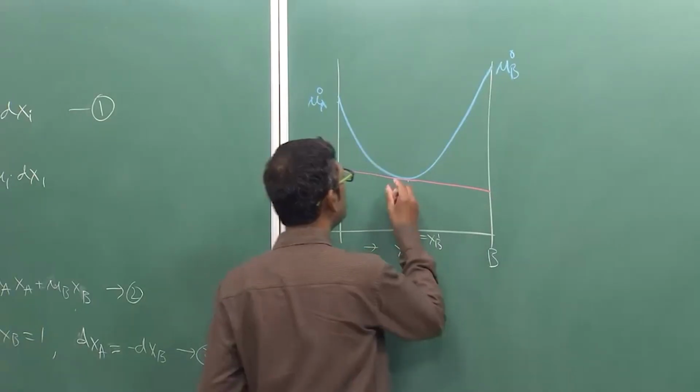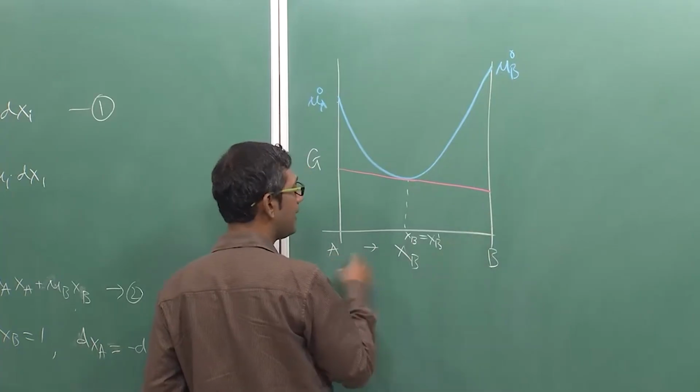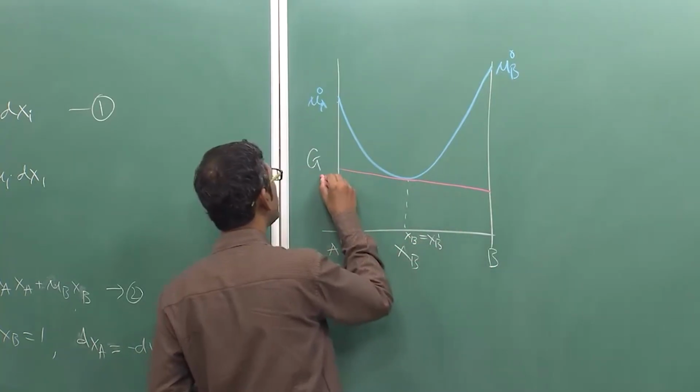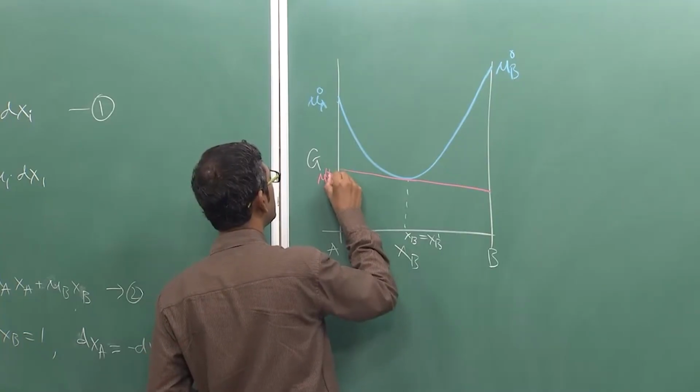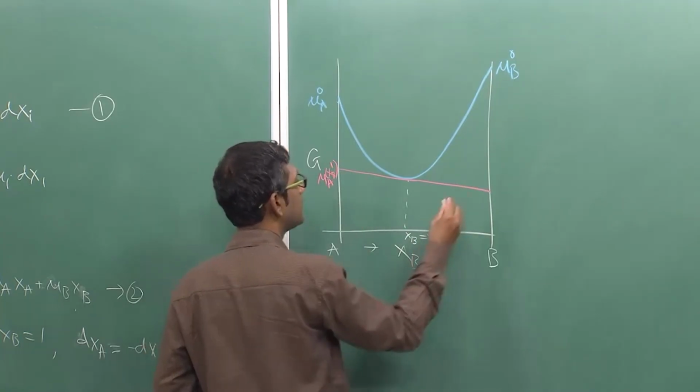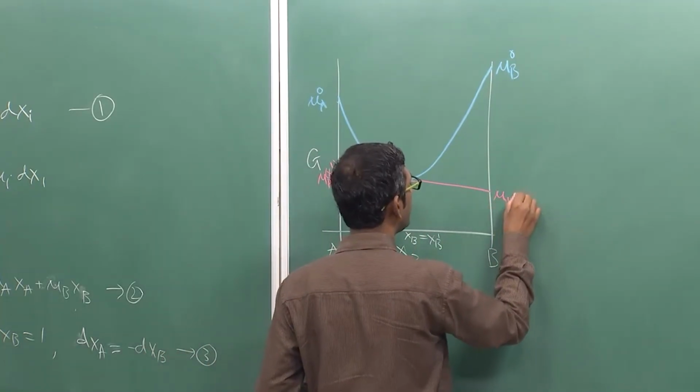The tangent will be extended toward the A end and the B end. So if I extend to the A end, I get mu A for xb1. Similarly, I get mu B for xb2.